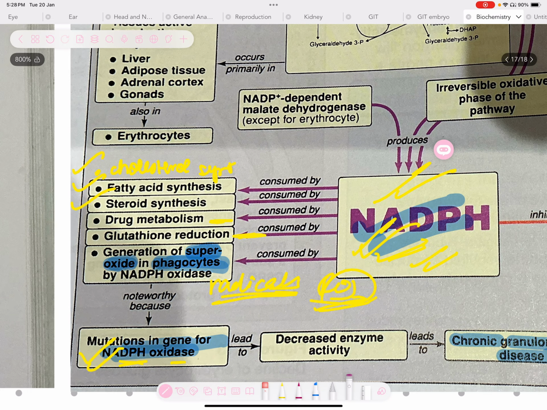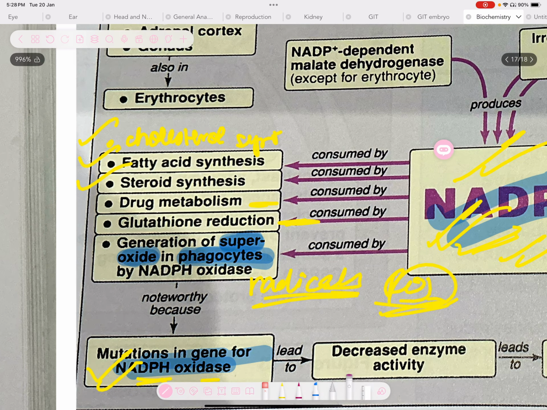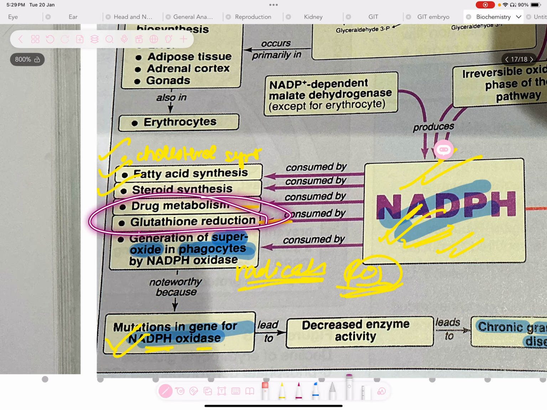It's important because it is needed for fatty acid synthesis, cholesterol synthesis, and steroid synthesis. Then it is needed for drug metabolism, for the detoxification of drugs and toxins. And glutathione reduction is very important because it keeps glutathione in the reduced state, and that is important in order to reduce oxidative stress on the red blood cells. Then it also helps with the generation of superoxides, especially in phagocytes, with the help of NADPH oxidase.